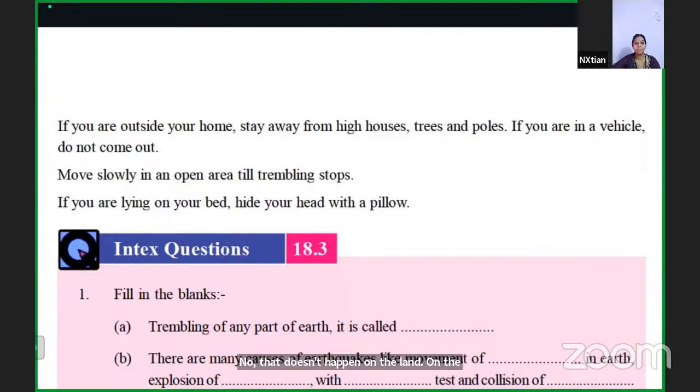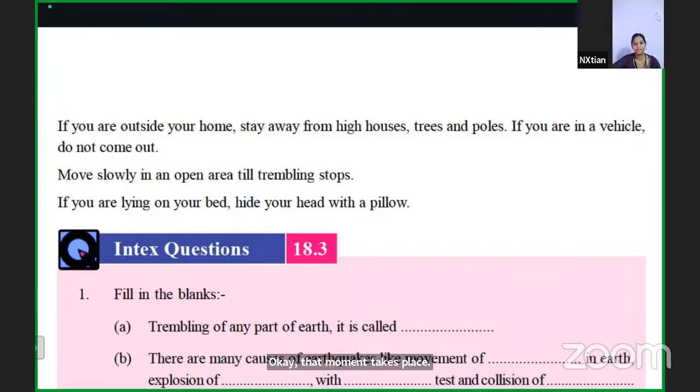Okay, that happens below the land, like the internal structure of the earth. Land doesn't go like this in waves when an earthquake comes. No, you feel the vibrations. It will crack open. You feel the vibrations, but it doesn't go in waves on the land. That movement takes place in the internal structure of the earth.